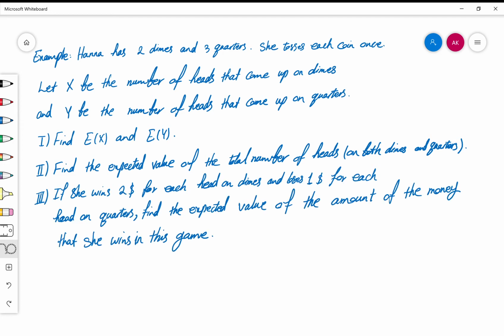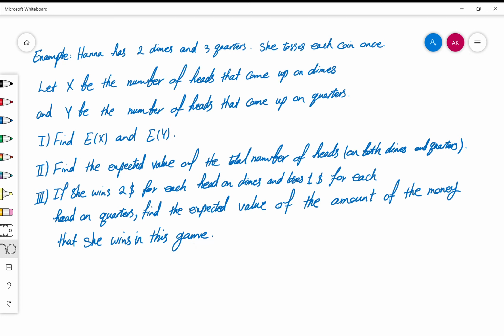And part 3, well, we have a little bit more information to this game. She wins $2 for each head on dimes and loses $1 for each head on quarters. Find the expected value of the amount of money, not the number of heads, but the total amount of money that she wins in this game.